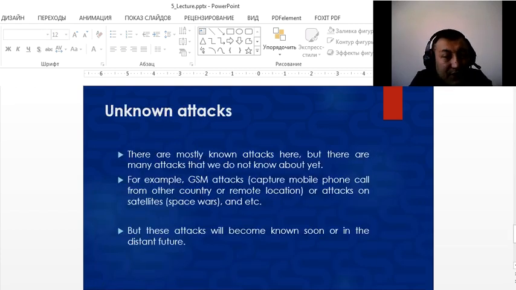Unknown attacks. There are the most known attacks here, but there are many attacks that we don't know about yet. For example, GSM attacks, capturing mobile phone calls from another country or remote location, or attacks on satellites, space wars, etc. But these attacks will become known soon or in the distant future.